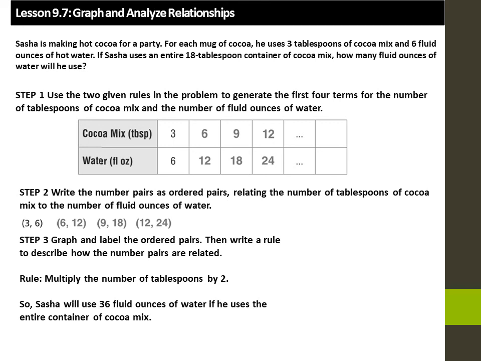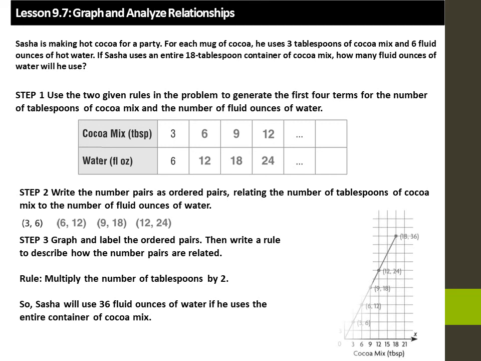Step 3. Graph and label the ordered pairs. Then write a rule to describe how the number pairs are related. So, the rule is to multiply the number of tablespoons by 2.